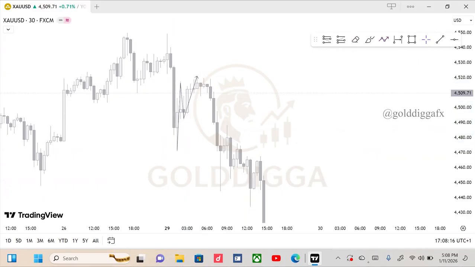Now, when we have this, what do you look out for? Then price gave me my shift in the market structure, right? After my shift in market structure, I had my liquidity from here.